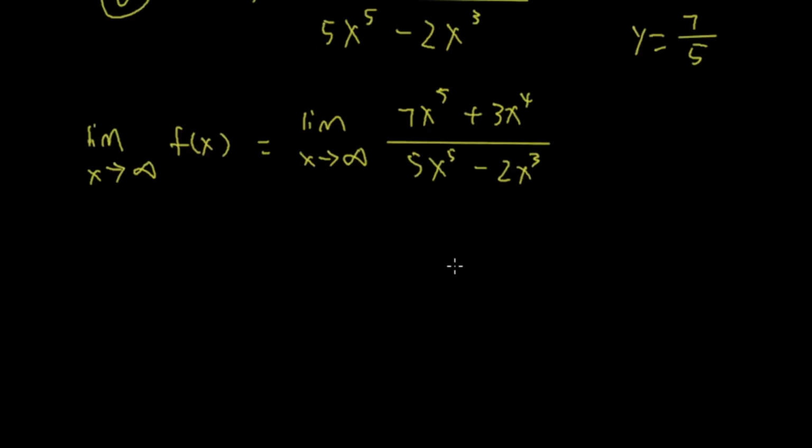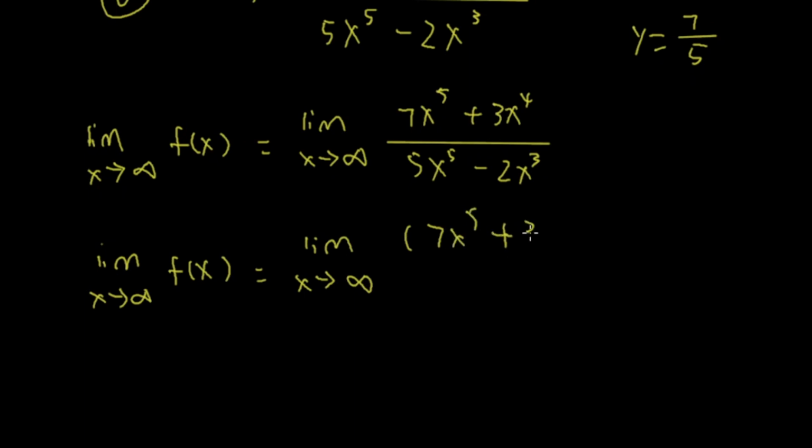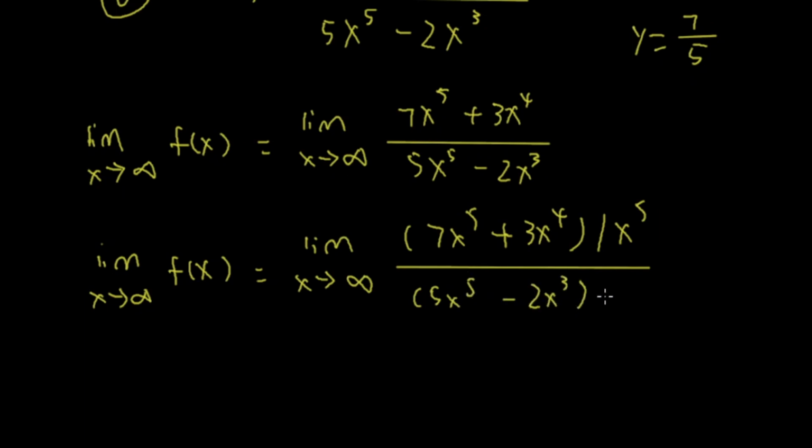Again, do not directly plug infinity into x here, because you will not get the answer you want. What we have to do is divide the top and the bottom by x to the 5th to get rid of the x to the 5th here. The left side is still the same. Now, 7x to the 5th plus 3x to the 4th divided by x to the 5th, all divided by, now, 5x to the 5th minus 2x cubed divided by x to the 5th. Again, I have not changed this fraction here.